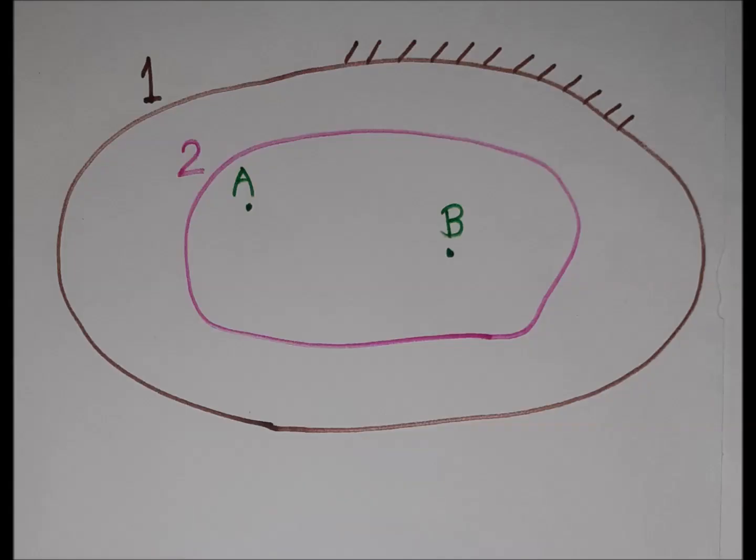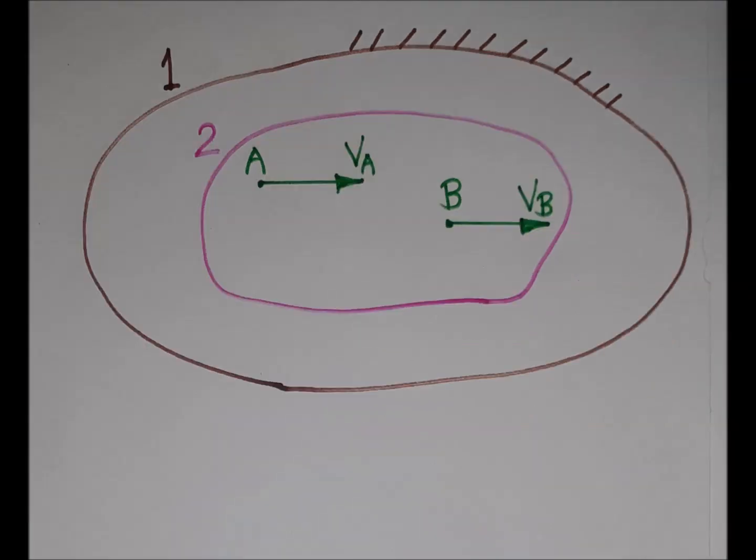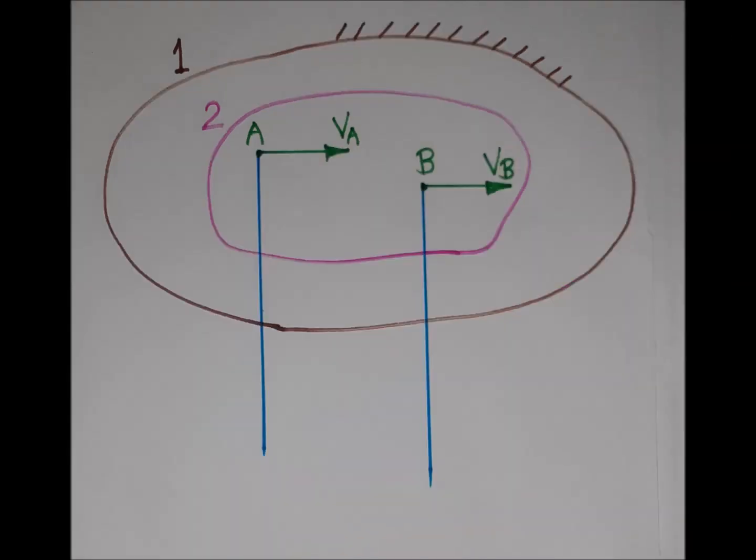Now consider the next case. Planar body 1 is fixed, planar body 2 is above planar body 1 and it is moving relative to body 1. Velocity at points A and B on planar body 2 is shown. Perpendicular lines are drawn to VA and VB.